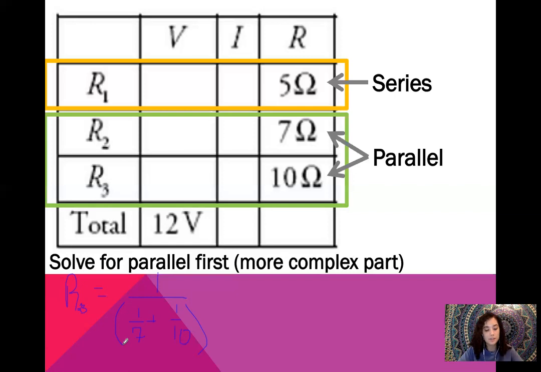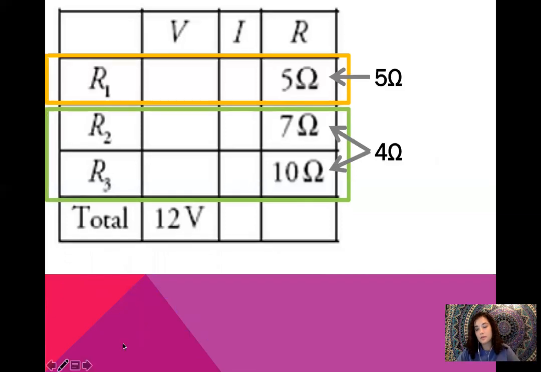You should try this yourself. If you're not ready to, definitely pause me and get a calculator so you can try it. And I'm getting 4.12. We're going to call it 4 ohms today because Miss Pop is a little lazy and doesn't want to deal with 3 sig figs. I want to deal with easy numbers, okay?